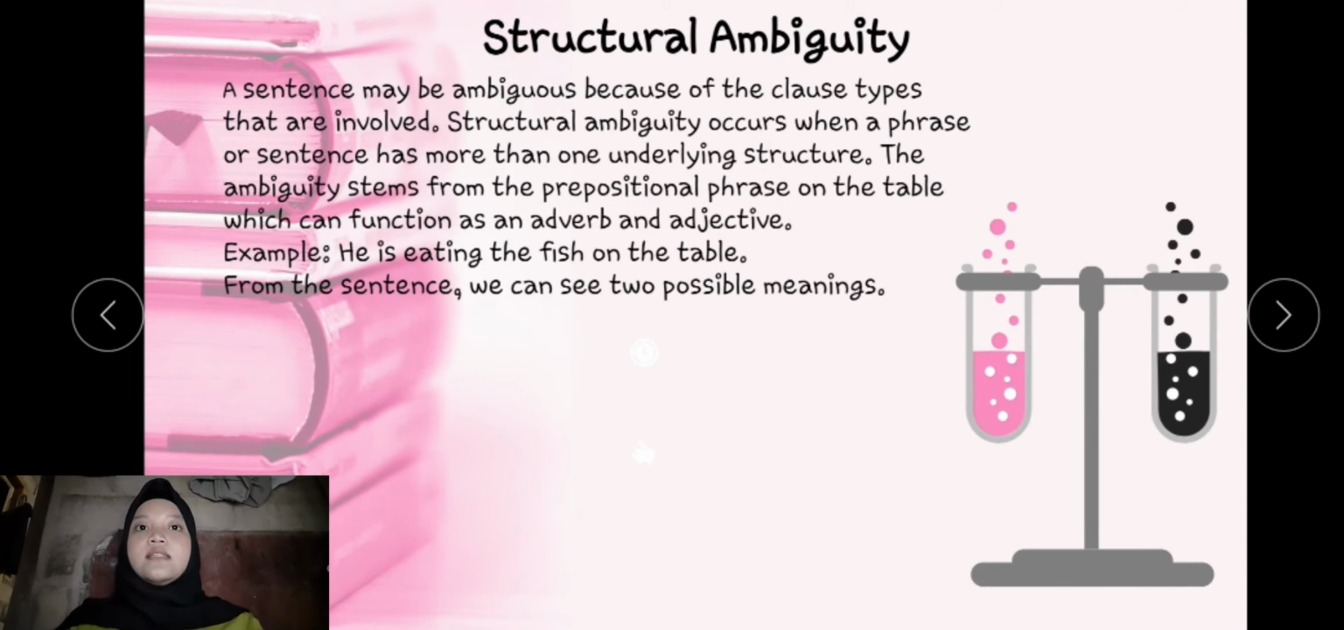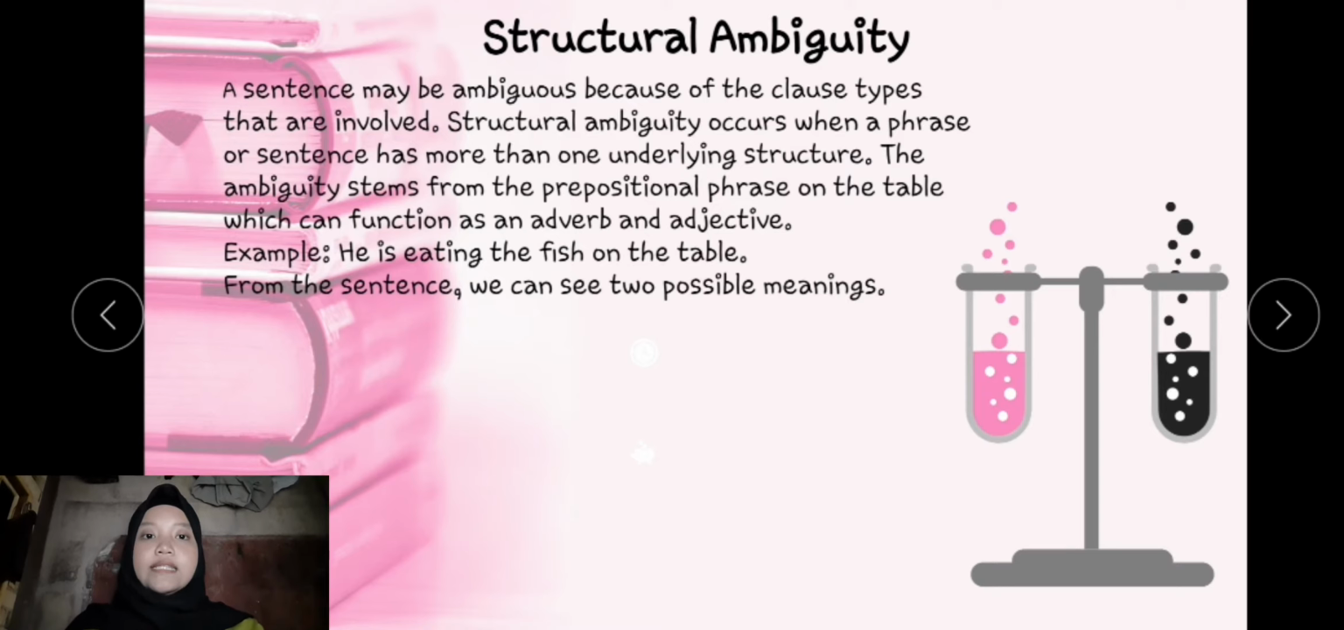Next, the second is structural ambiguity. A sentence may be ambiguous because of the clause types that are involved. Structural ambiguity occurs when a phrase or a sentence has more than one underlying structure. The ambiguity stems from the prepositional phrase on the table, which can function as an adverb and adjective. Example: he is eating the fish on the table.